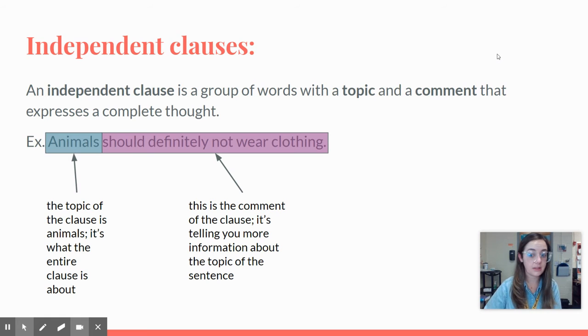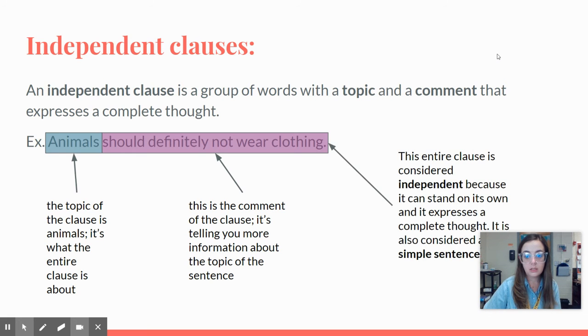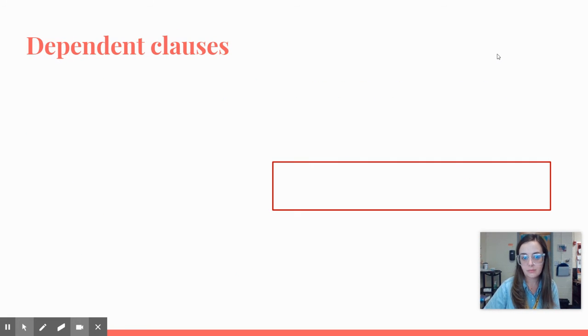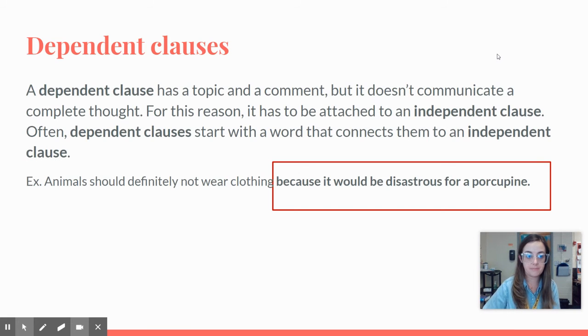This can stand on its own. It's a complete thought. There's nothing in here that makes it dependent on something else or rely on something else in order to make sense or have meaning. So, like I said, it stands on its own. It expresses a complete thought. This is also considered a simple sentence. So you can check if it has everything that it needs for a simple sentence and can stand on its own, that's the same thing as it being an independent or main clause. Now, dependent clauses. A dependent clause does also have a topic and comment, but it doesn't communicate a complete thought.